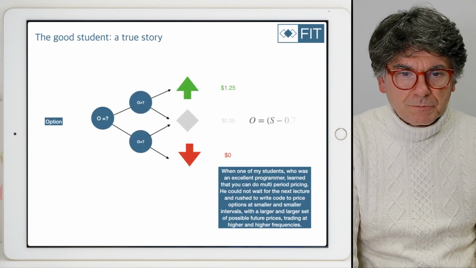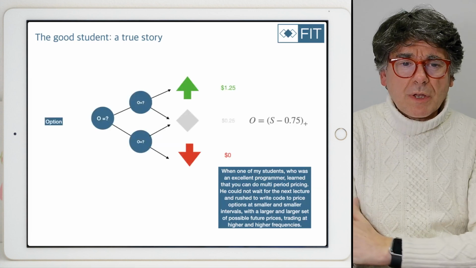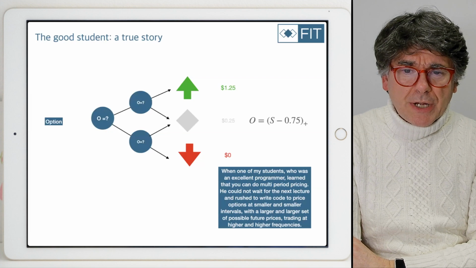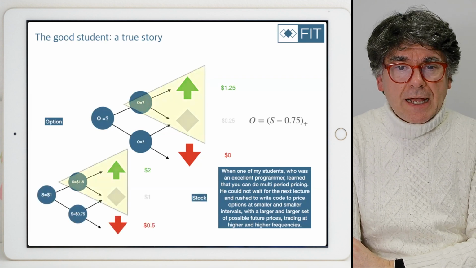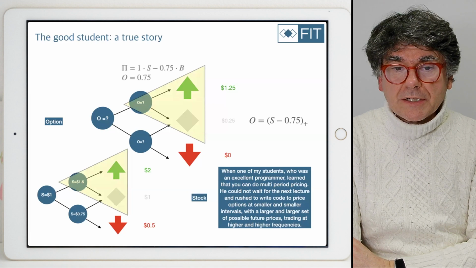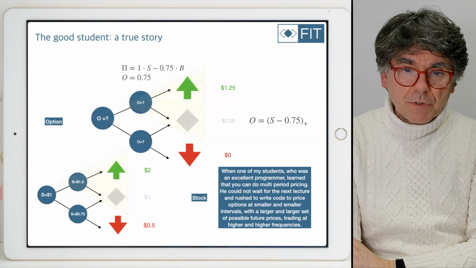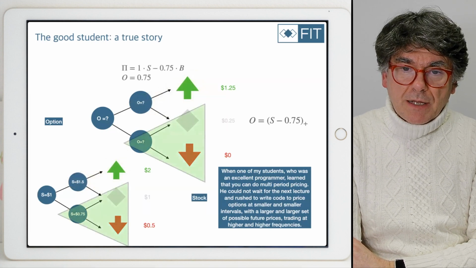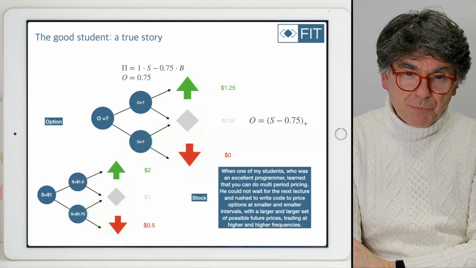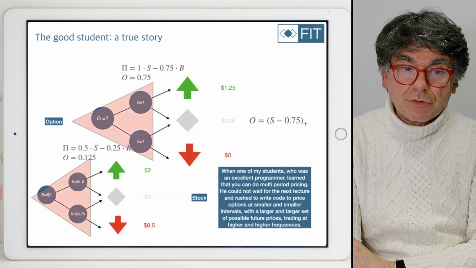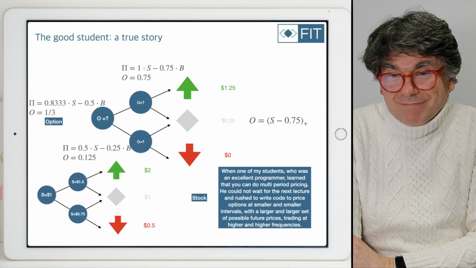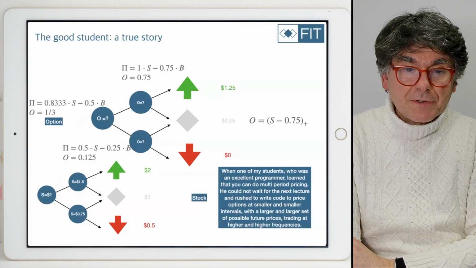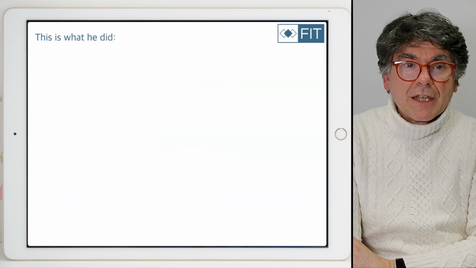Okay, so we have an option like the ones we have seen before. You don't know the price. You have the stock, you know the price, and then you go one branch at a time. You get a replicating portfolio. You jump to the other branch, you get a new replicating portfolio, you get the price, and then you go to today, and then you get the replicating portfolio, and you get the price. You can do this. You can implement this in Python, okay? I'm sure you can. So this is what he did.